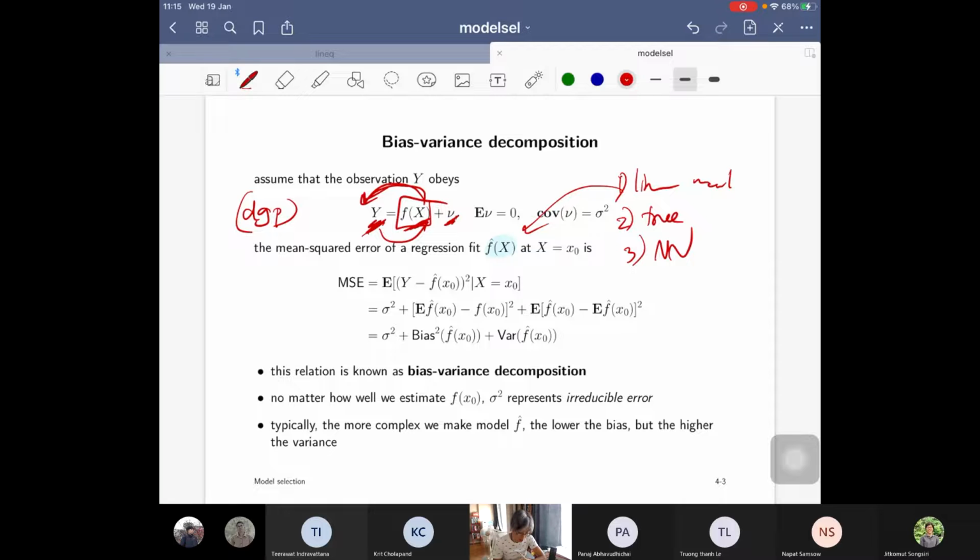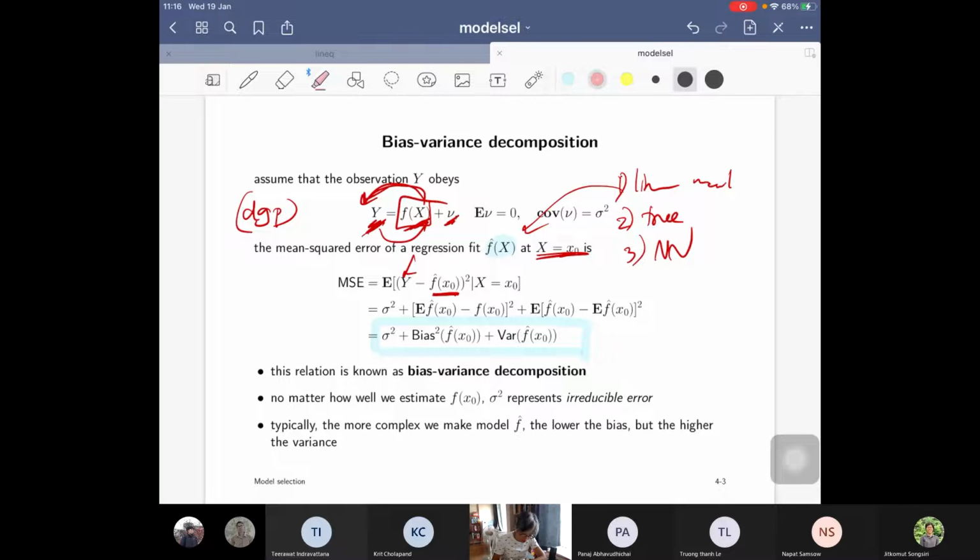So in this slide, it says that when you evaluate the performance of your model, you take a look at the actual y and the output of your model f hat at some x naught, at some point of interest. Both variables y and x are treated as random. I would like to jump into the last equation. We can show that the MSE is decomposed into 3 terms.